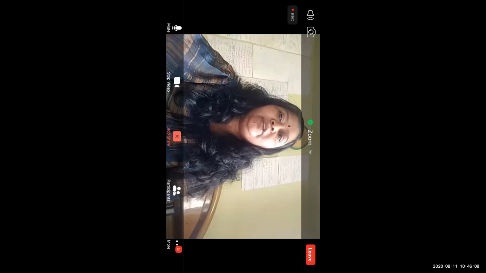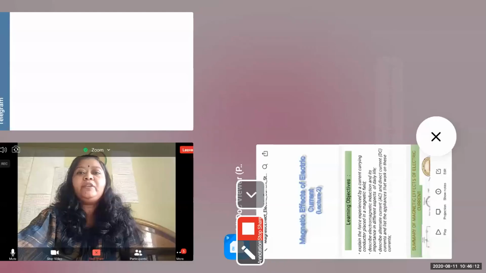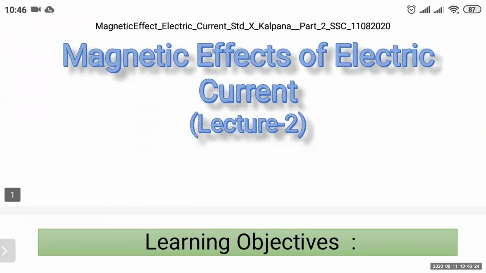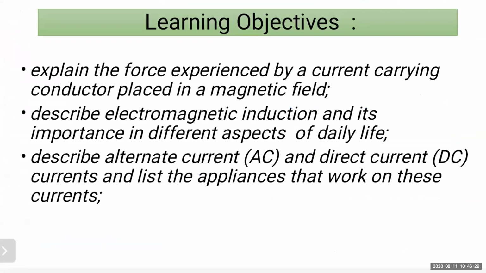So let us focus on the points. Let us focus on the objectives. Which are the objectives of today's lecture? Yesterday, we have seen the magnetic effects of electric current. The first objective is to explain the force experienced by a current carrying conductor placed in a magnetic field.